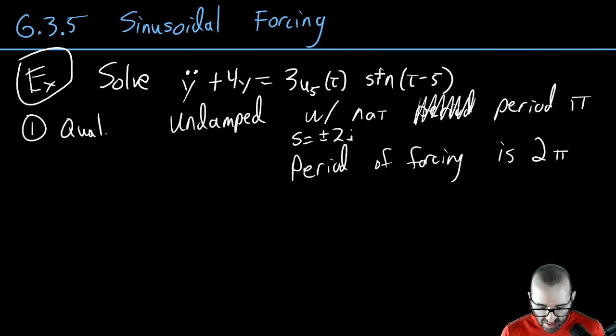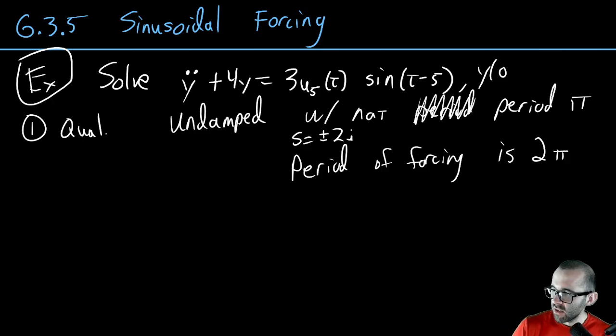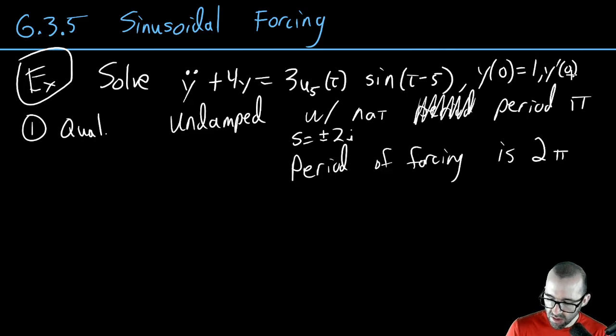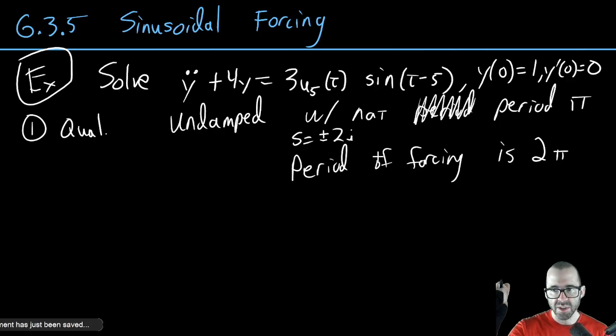So what we might expect, oh, can I give you an initial condition maybe? I didn't actually give you an initial condition. That's interesting. Well, we're going to need one. Let's start not at rest. Well, y of 0 will be 1. y prime of 0 will be 0.